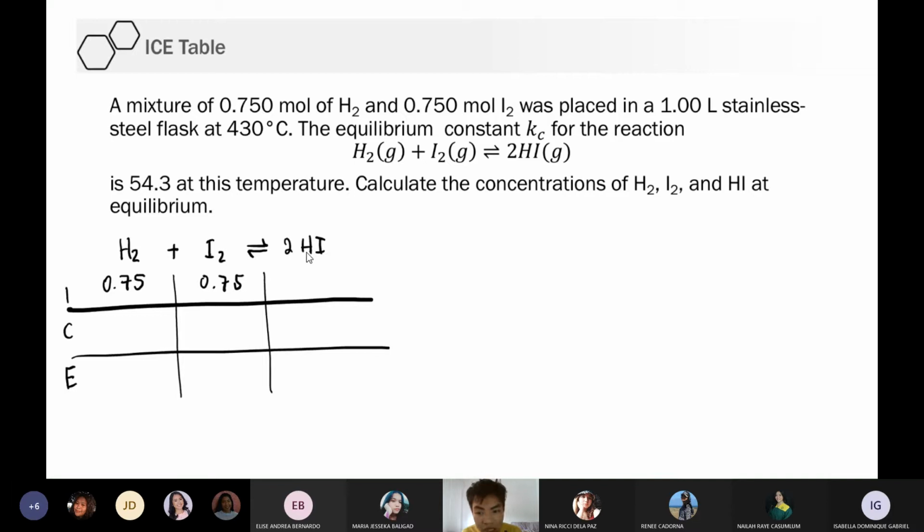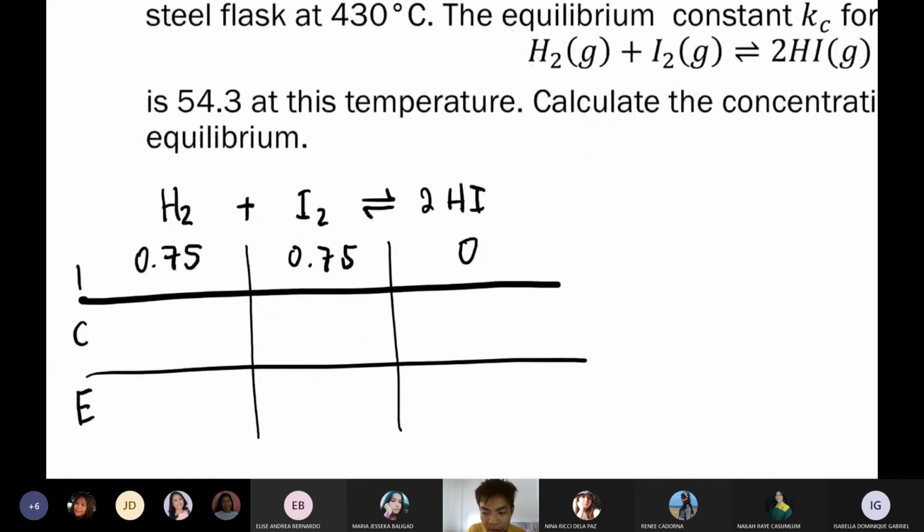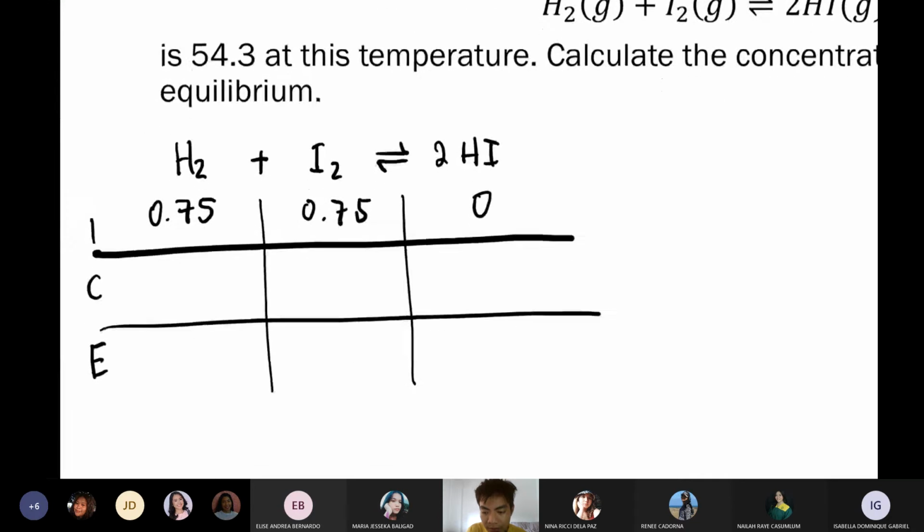How about HI? Meron ba tayo? Wala. Walang sinabi sa problem. So, that will be 0. Okay? So, kapag walang sinabing amount sa problem, 0 agad. Okay?